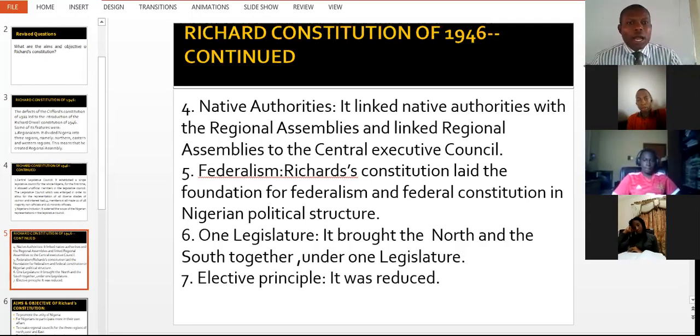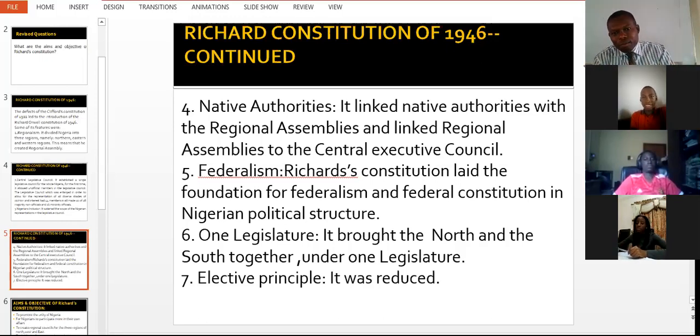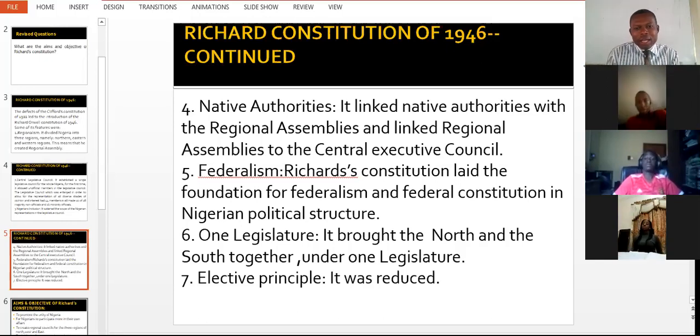All right, let's continue. Another feature of the Richards Constitution is federalism. The Richards Constitution laid the foundation for federalism, the federal structure in Nigeria's political system. Look at how he started. He tried to create three regions. Even at a point, he tried to unite the legislature and bring them together, the North, the West, and the South, and trying to empower each region.